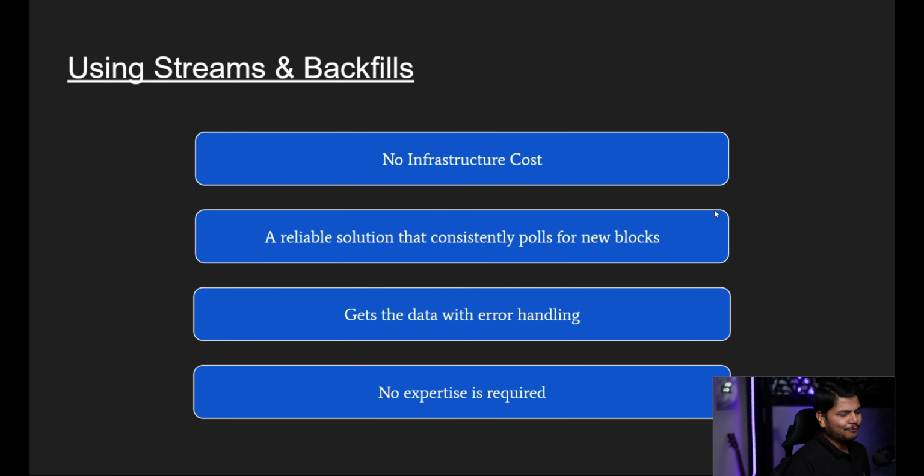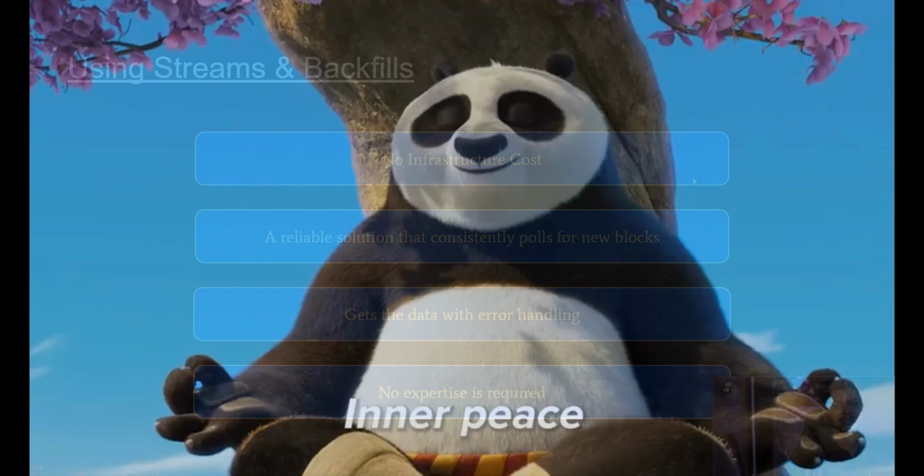So in short, we have the following benefits when we are using streams. First of all, we don't have any infrastructure costs. We don't have to do any infrastructure setup, nothing, nada. Second thing is that we can poll new blocks consistently. Means we have this guaranteed delivery mechanism from QuickNode, where we will have guaranteed delivery of our data, which is very important in various cases. Third thing is that we have this capability of error handling. And fourth, and the most important thing, is that in order to do all these things, no expertise is required, means complete peace of mind.